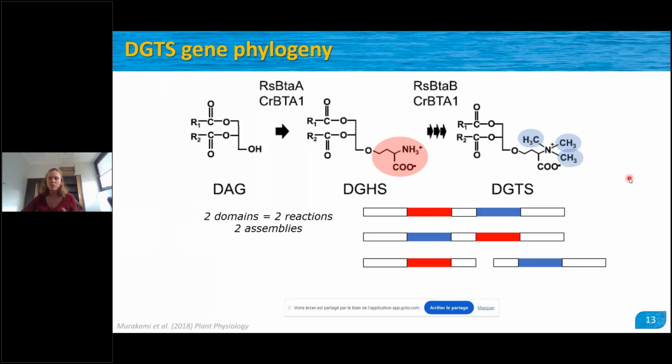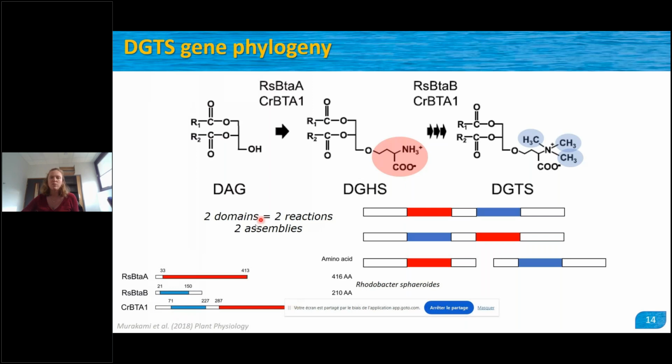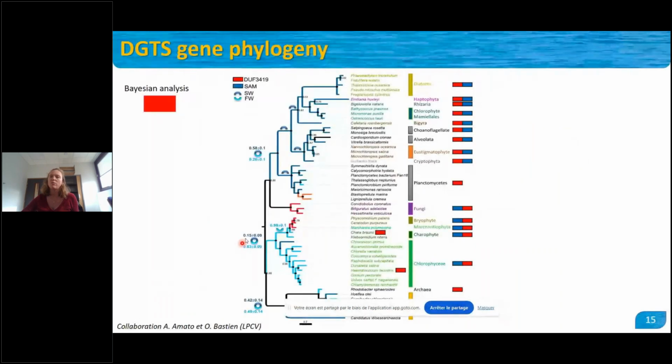And the organization of the gene is quite different depending on the organisms. When we did the phylogeny, you can see you have a cluster. We did the phylogeny only on the red domain, and you can see there is a cluster that depends on the orientation of the red versus the blue domain. So the one that is doing the trimethylation versus the one that is doing the DGHS, so homoserine onto the diacylglycerol backbone.